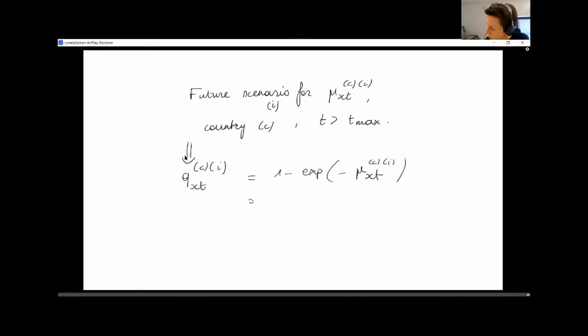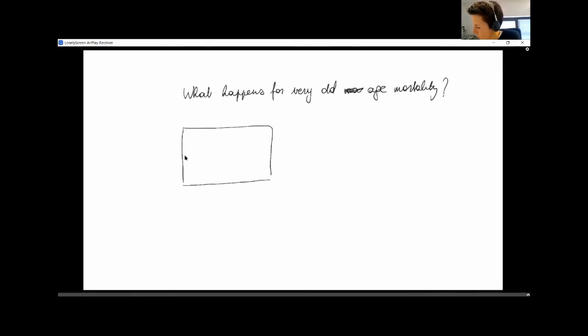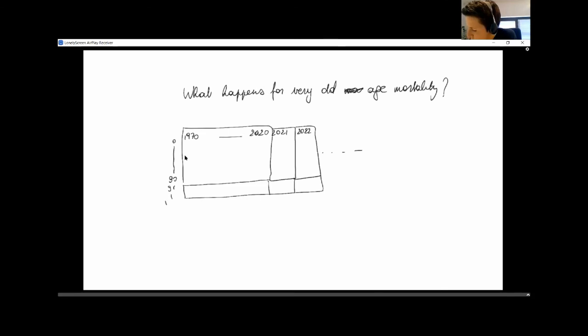That's my connection due to the piecewise constant assumption. The last step that I'm discussing in my sheets is then what happens for very old age mortality. Okay, so here what we're thinking about is what if we look at a new year of data? So for instance, we go from 1970 up to, say, 2020. So then we're going to look at 2021, 2022, and we're thinking of future years, future time periods. And we're going to go, for instance, from the age 0 till 90. And then we wonder, what's going to happen here for this very old age mortality? So what if we go from 91 up to 120 or something.